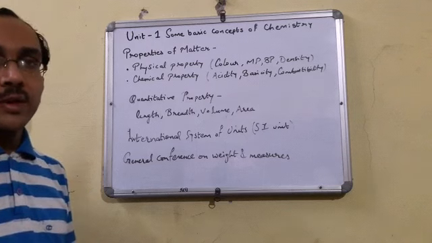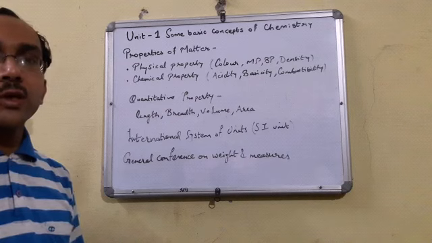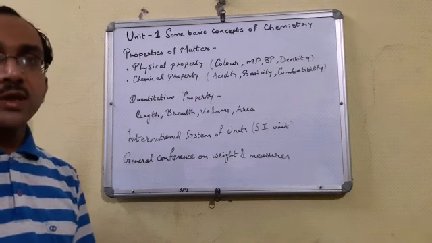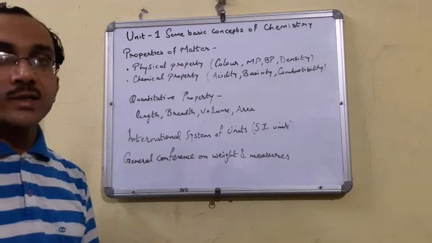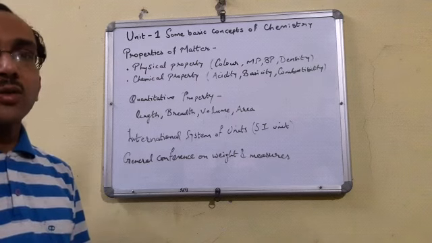Now what are physical properties? Physical properties can be judged without changing the identity of the original substance. That means if we have any substance, we can say its color is this, its density is this. In that case we are not changing the identity of that substance. So these are called physical properties.